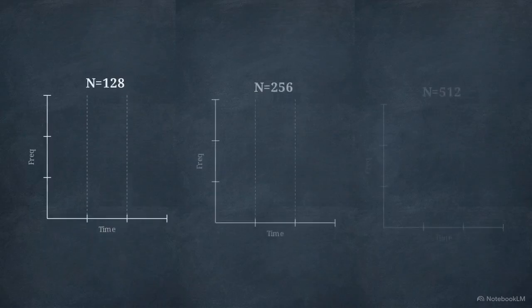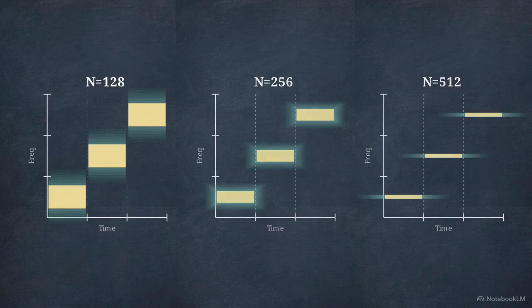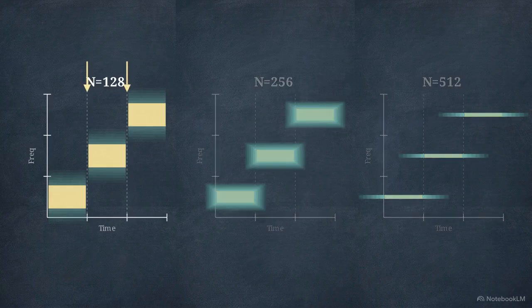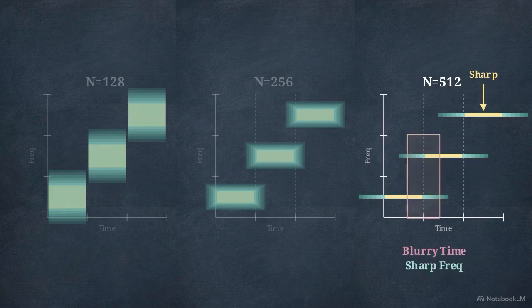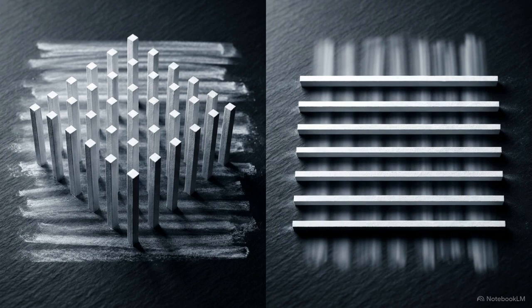To see this trade-off, we test a signal changing every 2 seconds. A short 128 sample window gives excellent time resolution with exact transitions, but blurred frequencies. A large 512 sample window yields precise frequencies, but time boundaries bleed messily across the marks. Because STFT uses a fixed window size, engineers must choose between timing accuracy or frequency accuracy. You cannot maximize both at once.